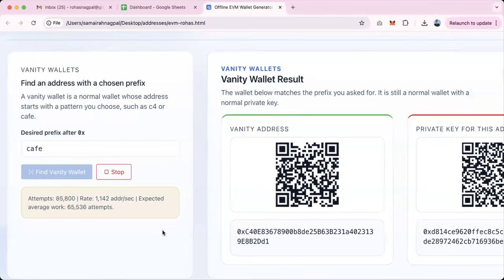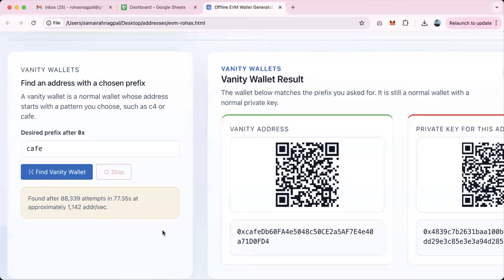So you see, it's reached 84,000. It has still not found a valid wallet. And now it has. So after 88,000 attempts, which took 77 seconds, at an average speed of 1142 per second, it has generated a vanity address.